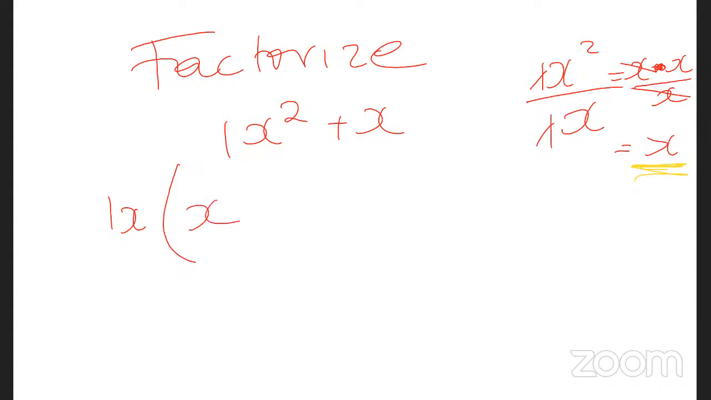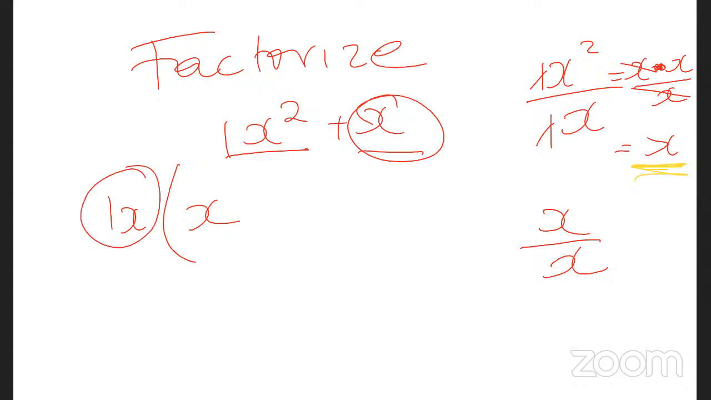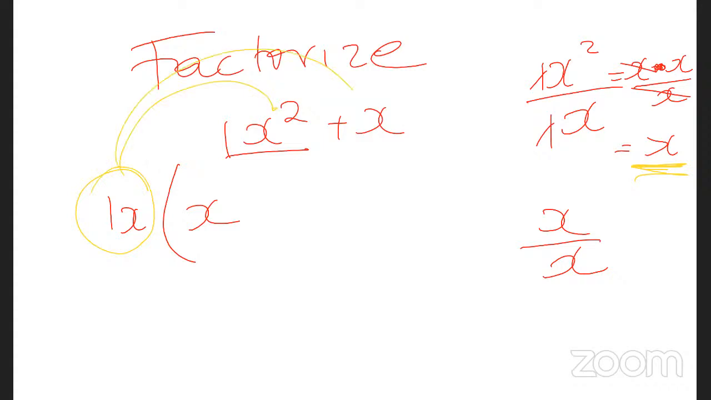And then after we've done the first term, we're going to go to the second term. x divided by x. So you're going to say this x divided by that x. So what we do is that our HCF, highest common factor, is divided into each. So we take this 1x divided into 1x squared, and take this 1x divided into x. All right, so what is x divided by x?